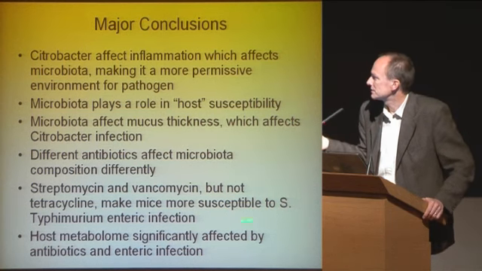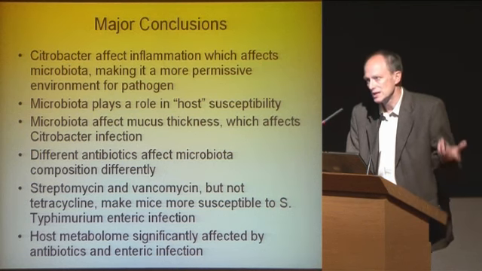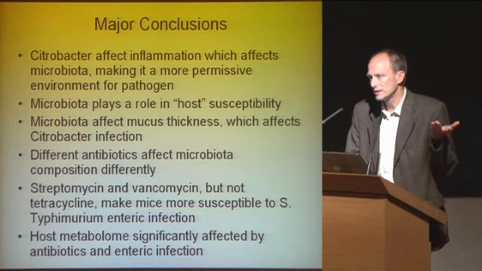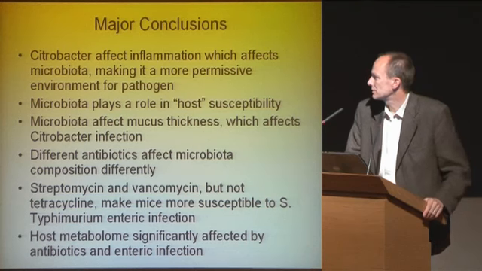And I showed you the concept with salmonella that both streptomycin and vancomycin, but not tetracycline, seem to make these mice much more susceptible to infection, even when we don't change the total number of microbes in the gut, we just shift them. And so obviously there are some serious interactions going on there.